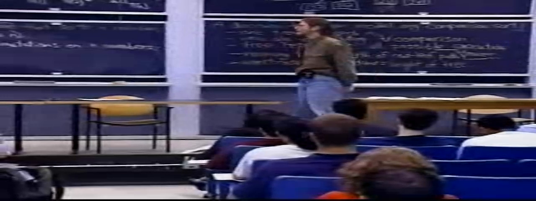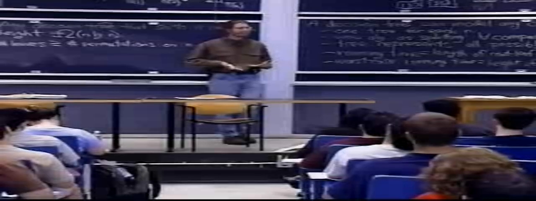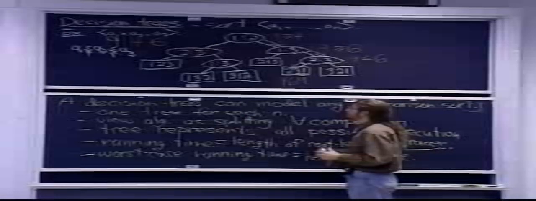Actually, I'm assuming here that all the elements are distinct. So you're right that there can be multiple paths to the same answer in general, but here it's not possible. Because at the top node it says, is A1 less than A2 or is A1 bigger than A2? If you go left, that's a completely different set of permutations than if you go right. There's no way that if I go left, I could get to the same place as one of these.